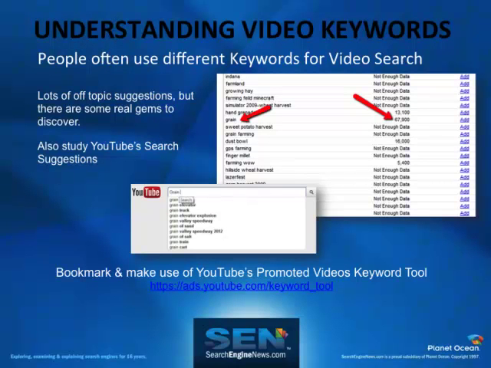Now, the search at YouTube is a little different. Actually, it can be quite different than Google search. People look for things a little bit differently when they're on YouTube. So ideally, you want to make use of YouTube's promoted videos keyword tool, and that's at ads.youtube.com/keyword_tool. We have a link here in our presentation if you'd like to use that. But again, you can find this at Google too. Just do a search for YouTube keyword tool, and you'll get this.